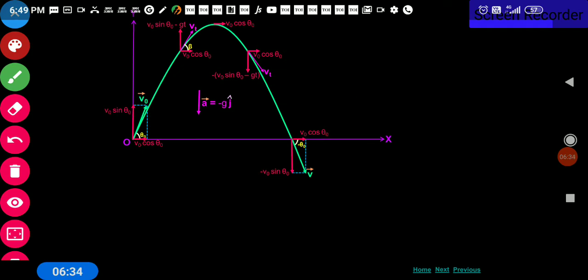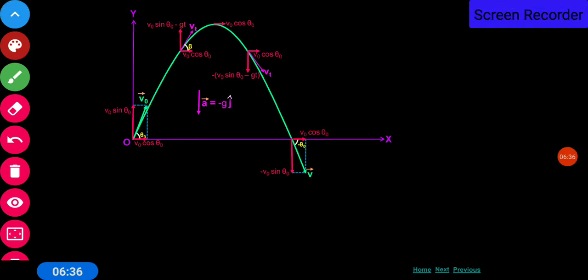Now the same thing can be represented in this diagram also. Here this is the initial velocity, and these are the components of the initial velocity. At the highest point the y component will become 0, and we will have only the x component. Again at this point we have the two components of the velocity.